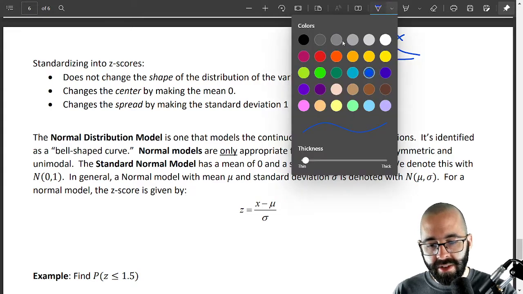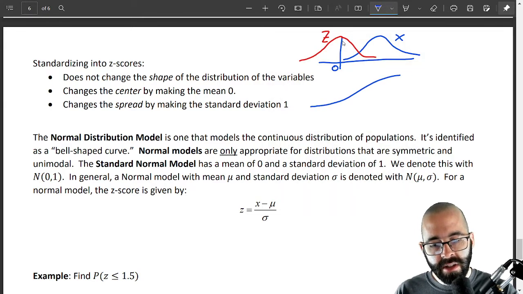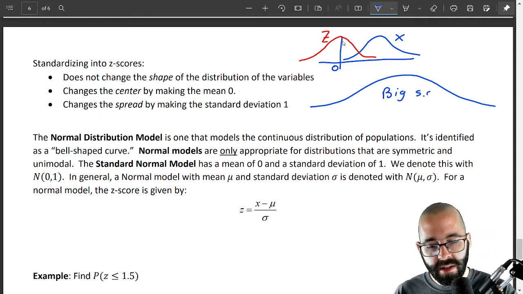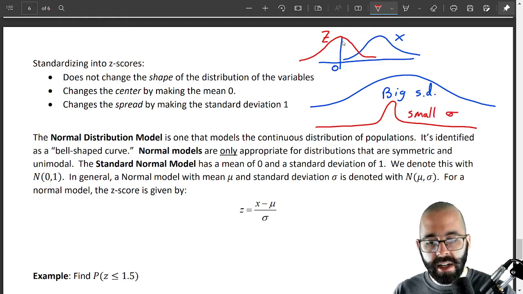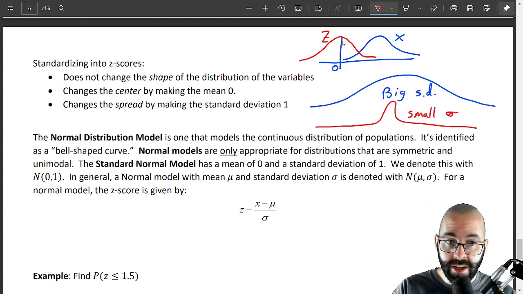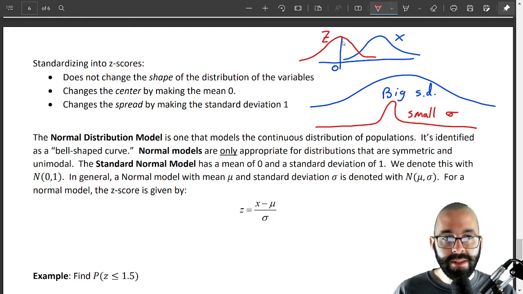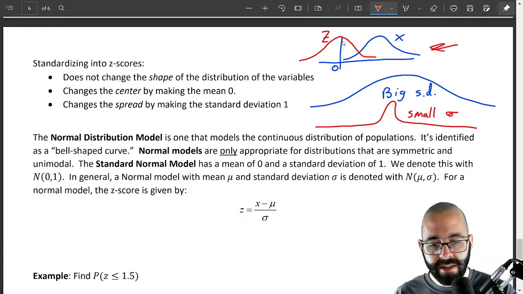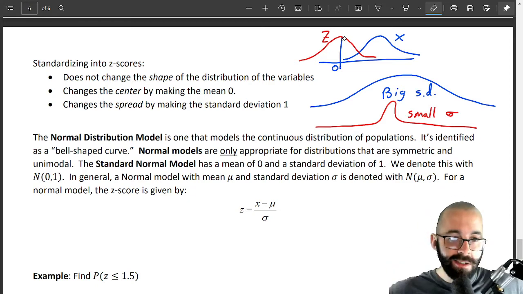Because if something has a big standard deviation, it means it's really spread out, right? This is big standard deviation, big sigma, as opposed to something with a small sigma, which would be something like this. Small standard deviation. So when we standardize, when we put it in standard normal, that's making sigma equal to 1. So it could change the sigma. All right, so they could have different means, could have different standard deviations, but they're still bell curves. It's just how wide is your bell?